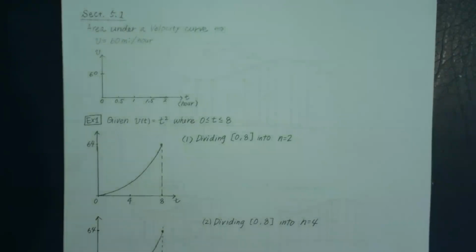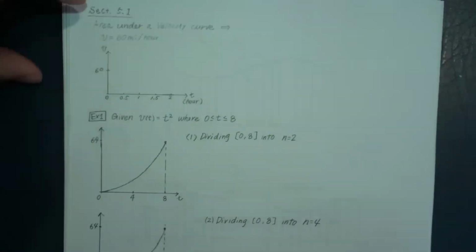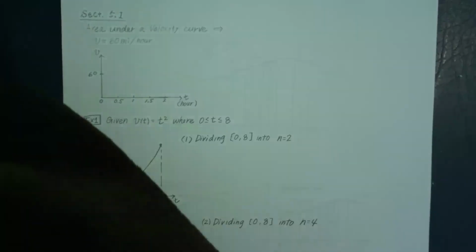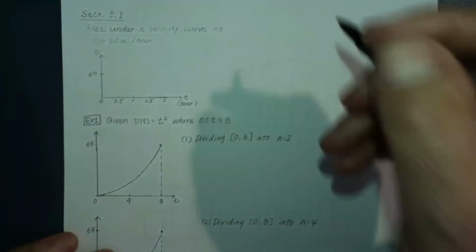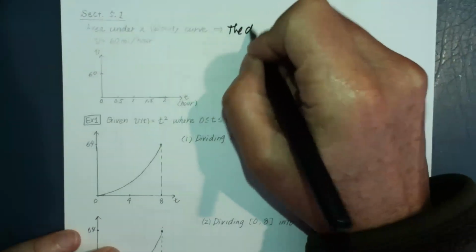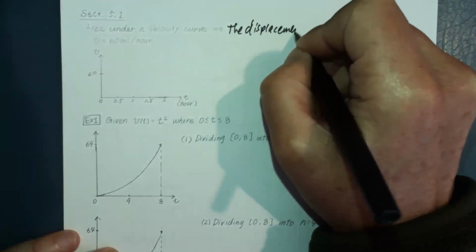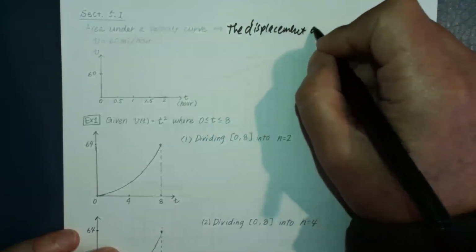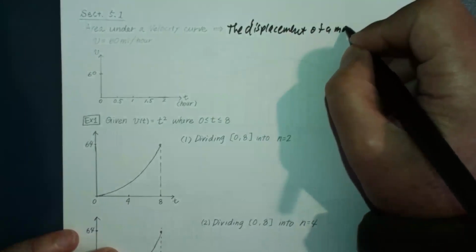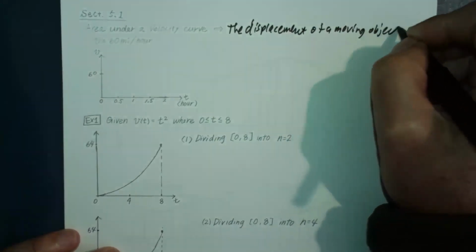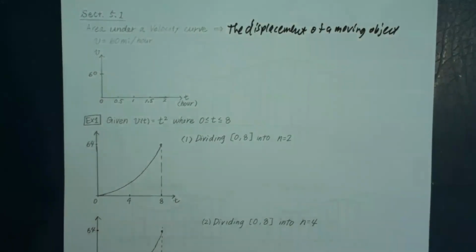And it all started with Sir Isaac Newton, and he had a question about a velocity curve. So we'll say in a velocity curve, is the displacement of a moving object. And this is the area under the curve.